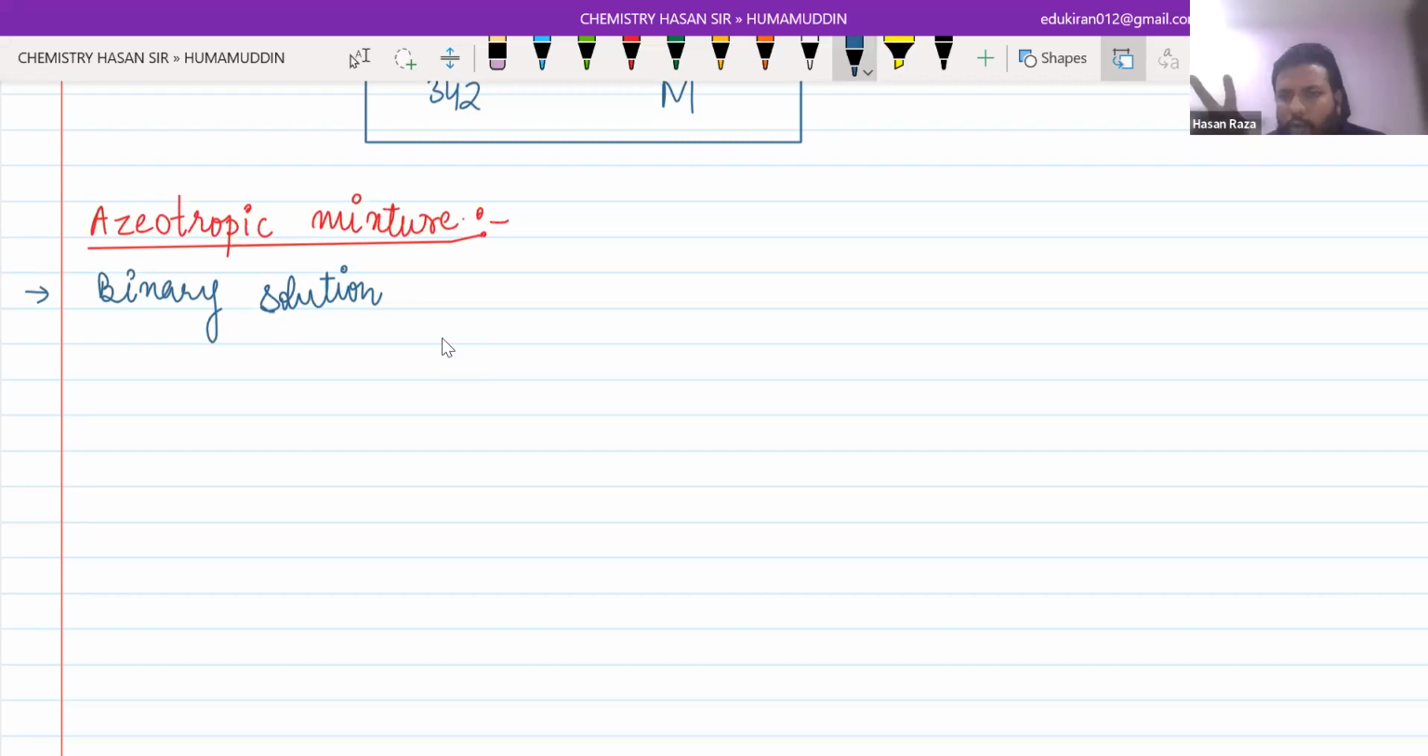That means there will be only two components. One is solute, another is solvent. Simple. Both should be in liquid state. The second condition is fixed composition.